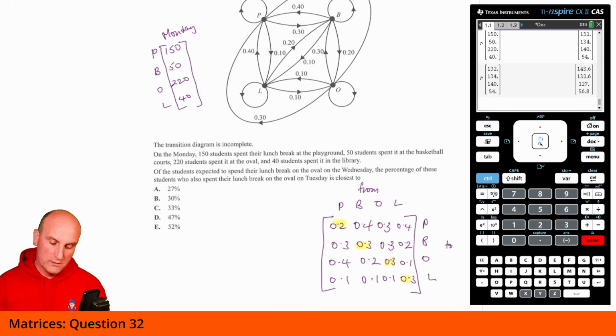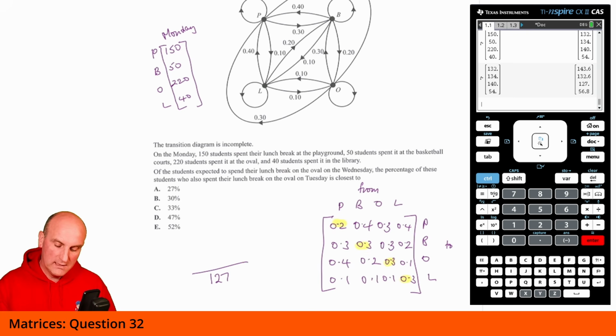All right, so what do we want? Of the students expected to spend the lunch break on the oval on Wednesday. So oval is going to be my third value. There are 127 students on the oval on Wednesday. So of the students who are expected to spend the lunch break on the oval on Wednesday, the percentage of these students who spent their lunch break on the oval on Tuesday is closest to.